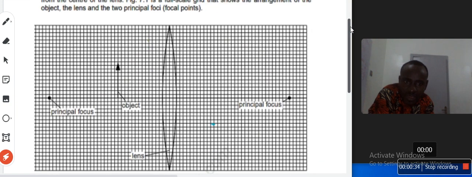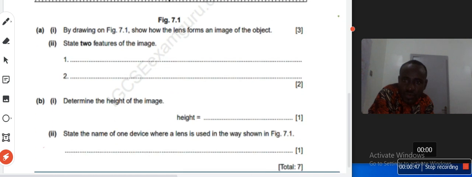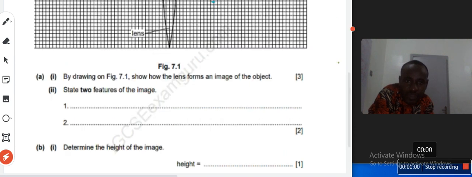So basically what it's telling us is this is the object, this is the principal focus on one side, the principal focus on the other side, and there's the lens. The question requires us to, by drawing on figure 7.1, show how the lens forms an image of the object, and then state two features of the image. Two features only.